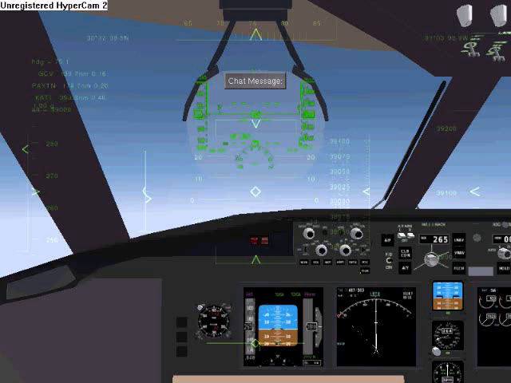Now my speed is dropping. If I reduce my pitch by a whole degree, I will be climbing very slowly, so I'm going to reduce my climb rate to 500.